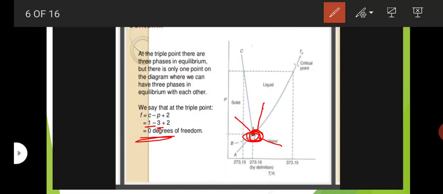Means here in this water system, this triple point doesn't depend upon the temperature, pressure or concentration, whatever it may be. Here degrees of freedom value is 0, means this point is independent.